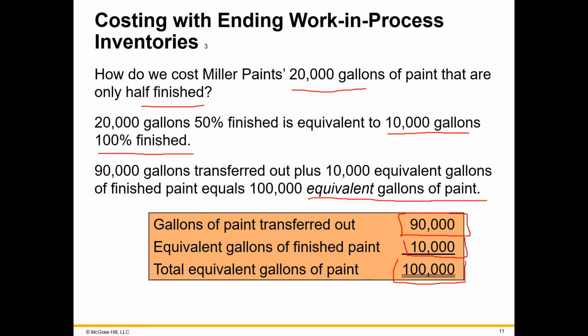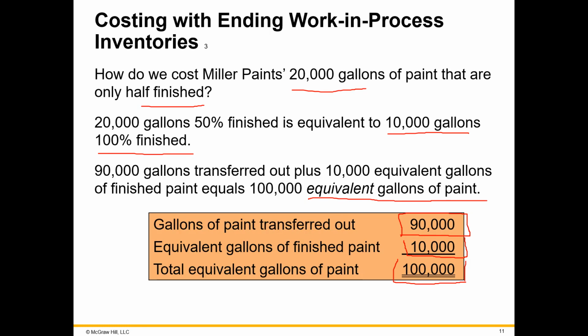The difference is last month we produced 100,000 gallons of paint, sealed them up, and completed them, whereas in this case we produced only 90,000 complete gallons and then 20,000 gallons half complete. So why would we do that? Why would a company produce 20,000 gallons of paint only half finished instead of just finishing 10,000 gallons 100% of the way?